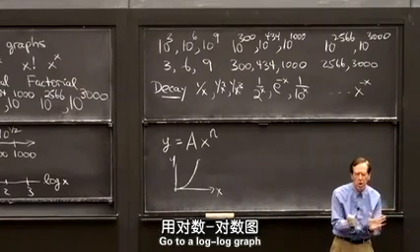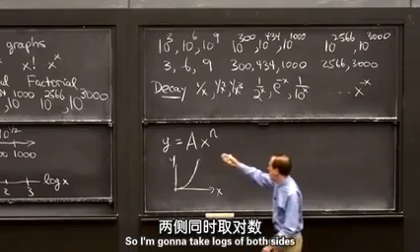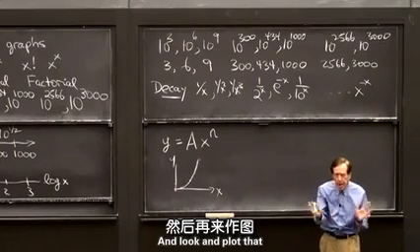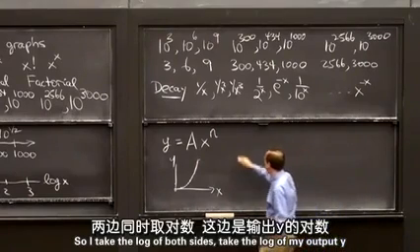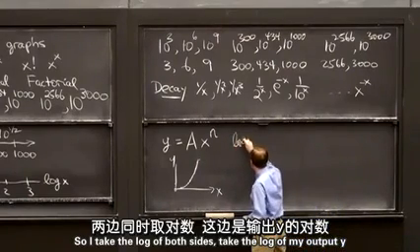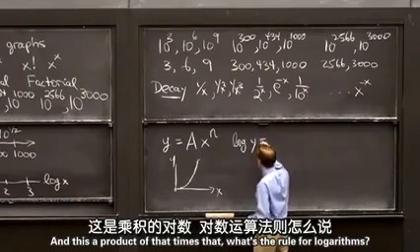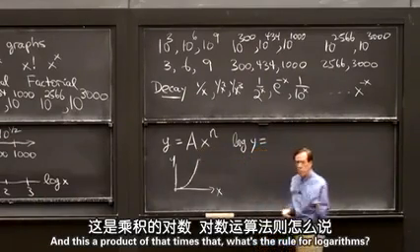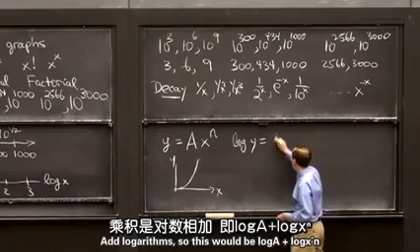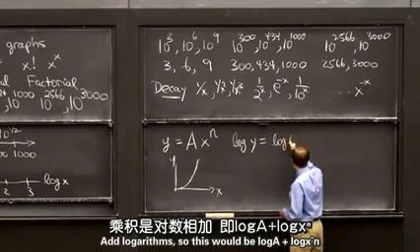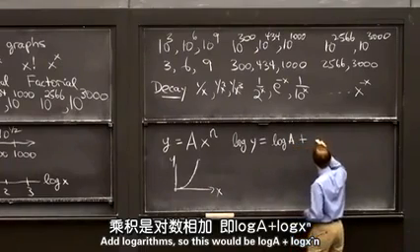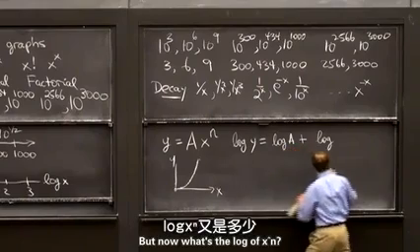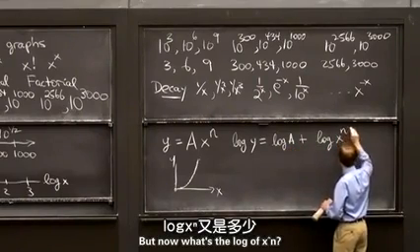Go to a log-log graph. So I'm going to take logs of both sides and plot that. So I take the log of my outputs, y, and now this is a product of that times that. What's the rule for logarithms? Add logarithms. So this would be log a plus log of x to the nth. But now what's the log of x to the nth?